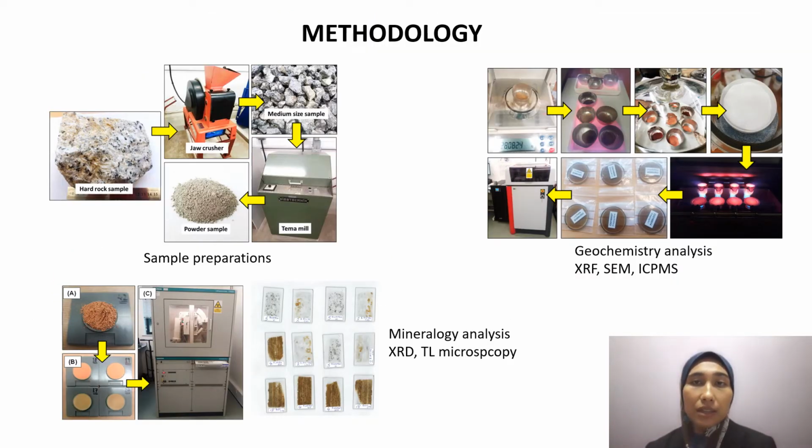For the methodology of this research study, we prepare the sample and divide it into two. The hard rock sample, which is the granite, we send to the jaw crusher and thermomill to become powdered samples. And for the soil sample and the saprolite sample, the soft samples, we just send to the thermomill to become powdered samples.